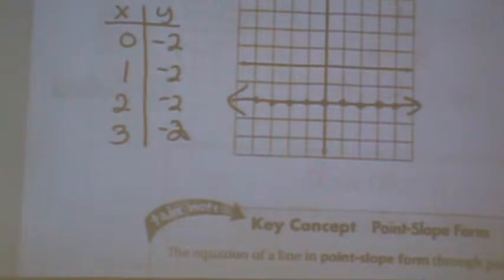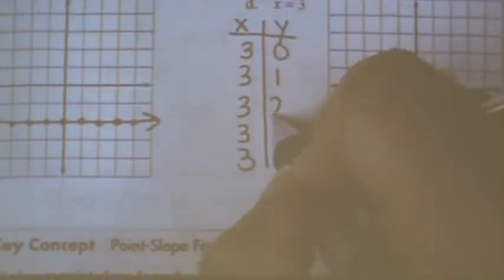That's how I remember it. Well, what if it says x is 3? X is always 3. That's what this is saying. X is always 3, so no matter what you put in for y, it doesn't matter.